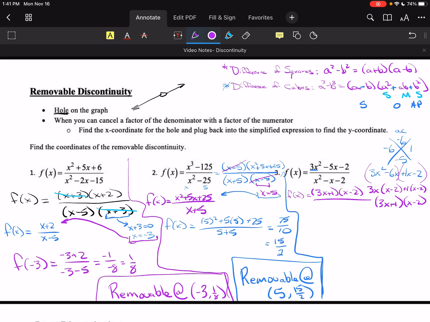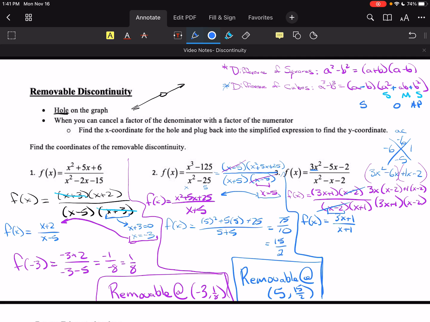On bottom, I need factors of -2 that add up to -1. So that would be x minus 2, x plus 1. Cancel what can cancel. So I have an x minus 2 and an x minus 2. So my new function is 3x plus 1 over x plus 1.